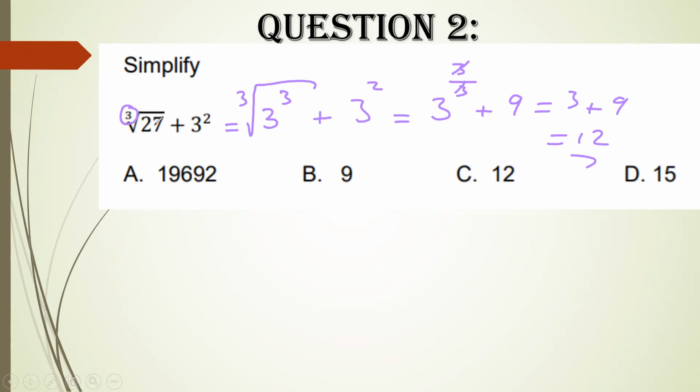So we need 3. How can we make it 27 writing with 3? So we are using it like this, and if you want, you can directly just cancel each other, or you can write like this just to show with more details. Answer is 12. Our answer is C. Question 2, answer is C.